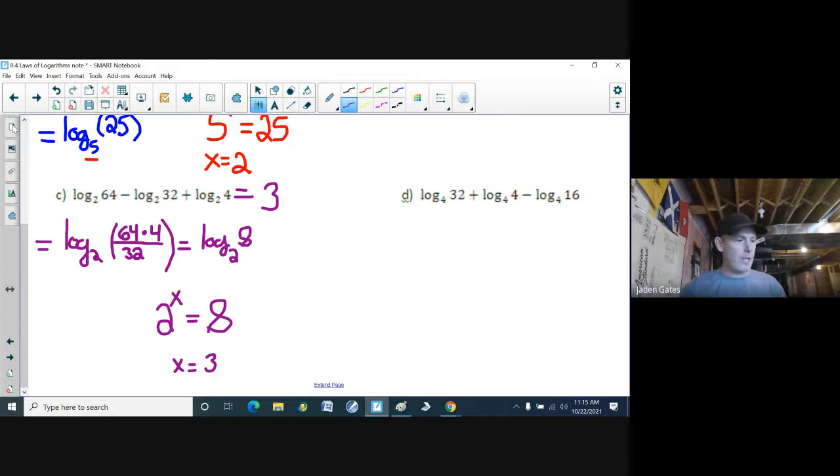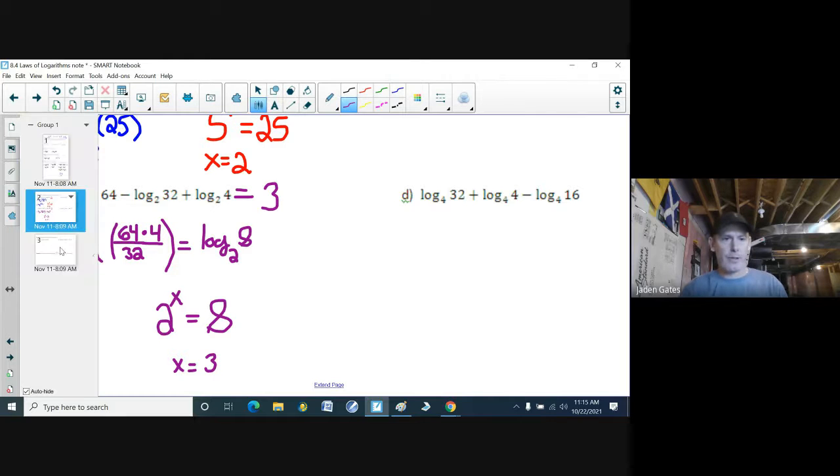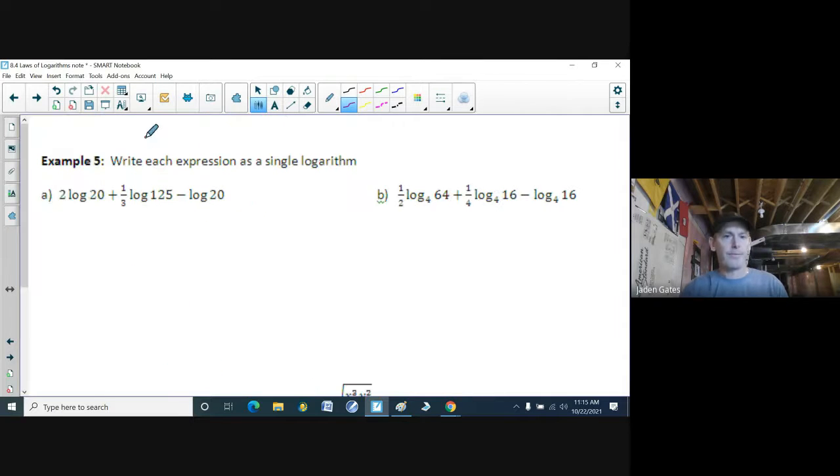All right, so let's see what else we've got here. Something a little different. Write each expression as a single logarithm. We've got 2 log 20 plus 1/3 log 125 minus log of 20. You'll notice there's no little number here, so this means it's base 10. It's assumed, and that's what's on your calculator.